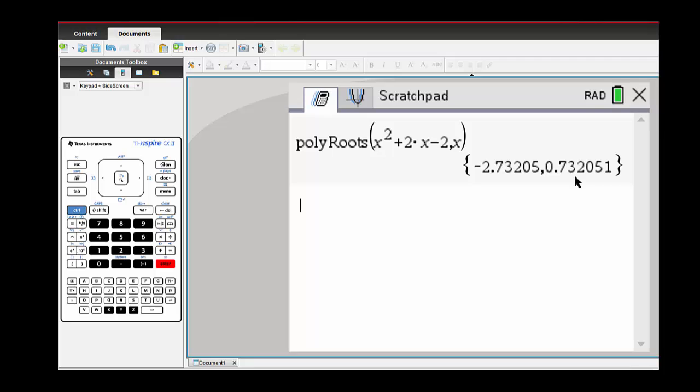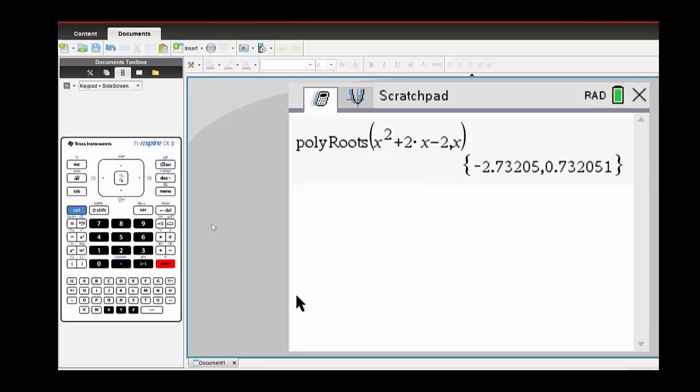And here you go, it solves it for you. Now be aware this calculator doesn't give your answer with surds, which is fine for the IB. You would just need to round these two answers to 3 significant figures, but there are your 2 solutions. So you've got negative 2.73 and 0.732. Okay, let's have a look at another one.